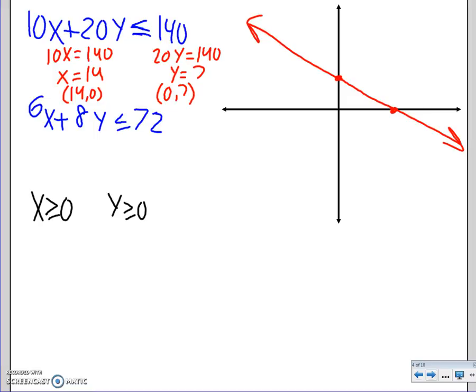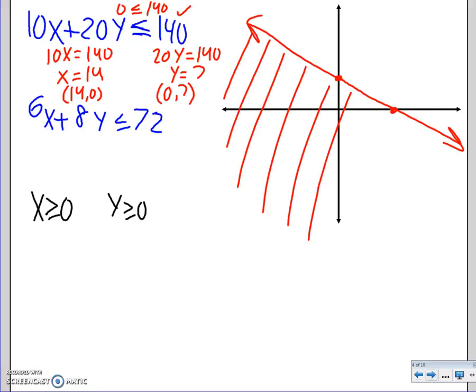Let's see, test point 0, 0. Well, the left side turns to 0. Is 0 less than or equal to 140? That is true. I'm going to shade the bottom part, so everything down here is being shaded underneath this red line.